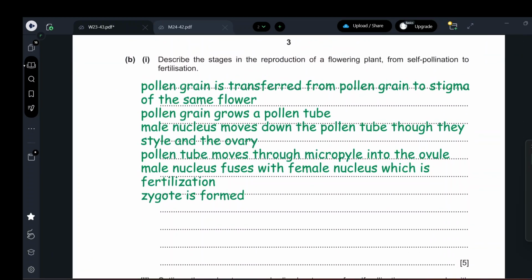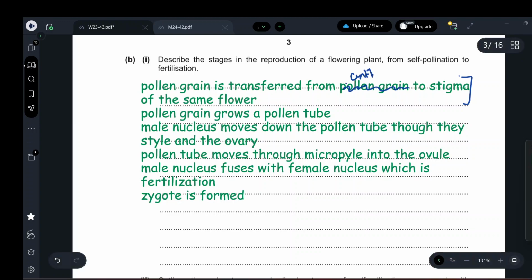So I have 5 marks. I have to write as much as possible. The first thing, I told him that the pollen grain will be transferred from the anther of the flower to the stigma of the same flower. And then it grows a pollen tube. Male nucleus moves down the pollen tube through the style and the ovary. It goes into the micropyle and then into the ovule. The male nucleus fuses with the female nucleus, and this is what we call fertilization.